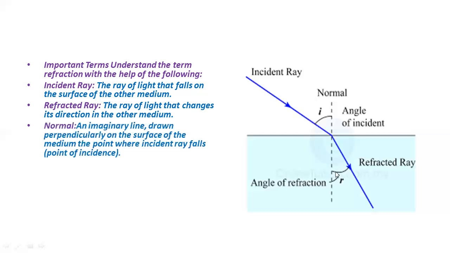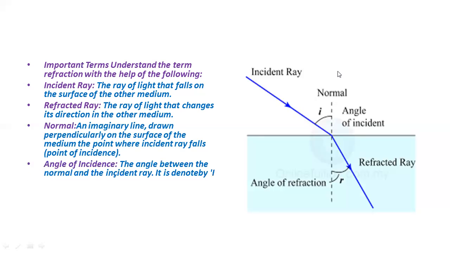Normal: I told you these dotted lines are the normal, an imaginary line drawn perpendicular to the surface. Perpendicular means this line makes an angle of 90 degrees with the surface. So an imaginary line drawn perpendicularly on the surface of the medium, at the exact point where the incident ray falls on the surface, is called the normal.